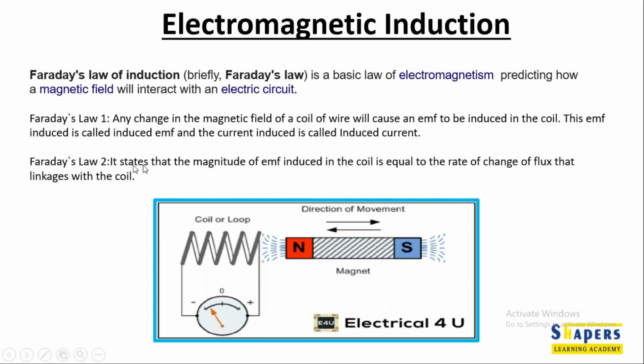So Faraday's law deals with electromagnetism, predicting how a magnetic field will interact with an electrical circuit. Faraday's law states that any change in the magnetic field of a coil of wire will cause an EMF to be induced in the coil. This EMF is called induced EMF, and the current induced is called induced current. When there is a change in the magnetic field, an EMF gets induced. That is Faraday's law 1. Faraday's law 2 states that the magnitude of EMF induced in the coil is equal to the rate of change of flux. So the magnitude is directly proportional to the rate of change of flux linkages with the coil.